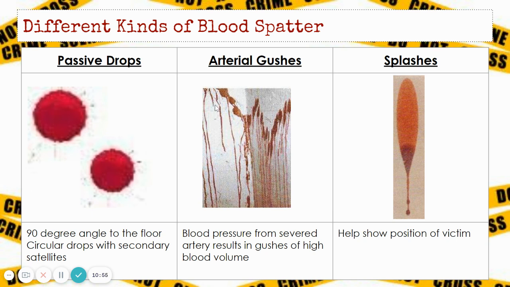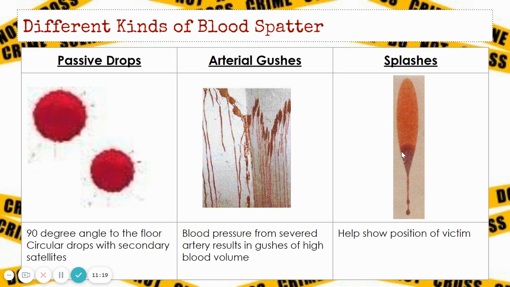Right? Arterial gushes. This is when an artery is severed or injured and is spurting blood. So the blood pressure from severed arteries results in gushes of high blood volume. So we'll have very high volumes of blood, so much so that it starts dripping. So these drips came after the blood was deposited by the artery.